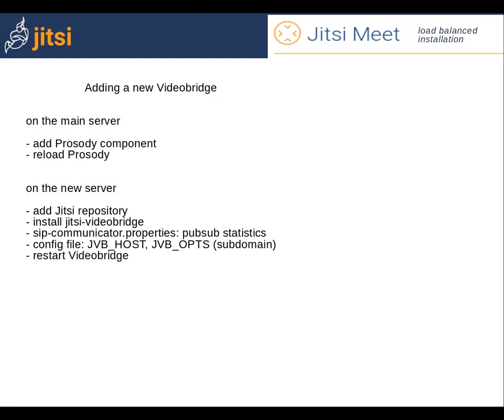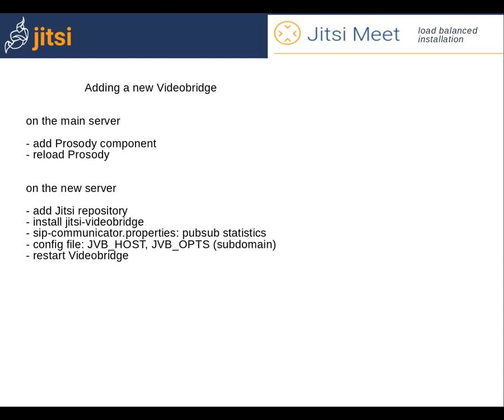Now you have a Jitsi Meet platform with two balanced video bridges, and you can use the same procedure to add more. To add a new video bridge, just do the following. On the main server, add a Prosody component for the new video bridge with a subdomain and a secret string, and then reload Prosody to make the config changes active.